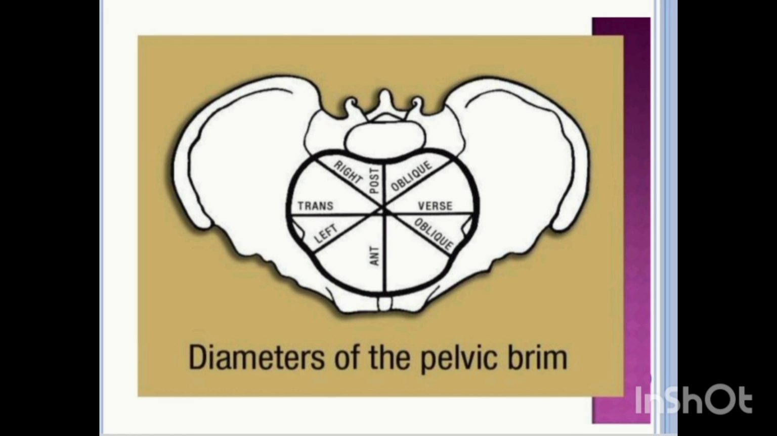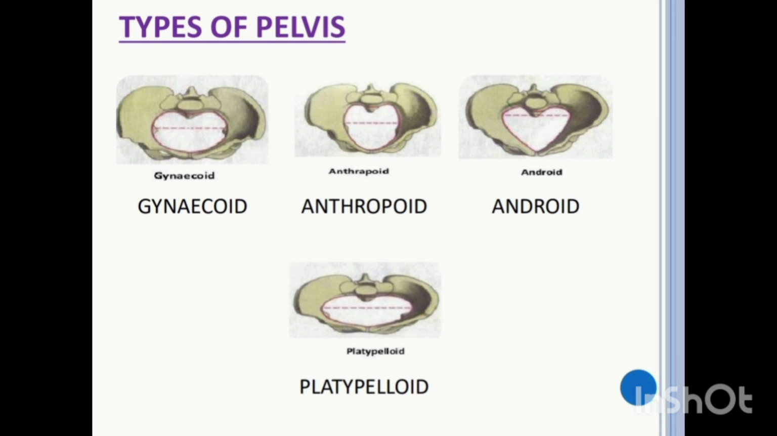Anterior posterior diameter is 13 centimeter, which extends from the lower border of the symphysis pubis to the tip of the coccyx. And oblique diameter is 12 centimeter, which extends from the right and left sacrospinous ligament to the obturator foramen. And transverse diameter is 11 centimeter, which is between the ischial spines. Now we will see the types of pelvis. There are 4 types: gynecoid, anthropoid, android and platypelloid.